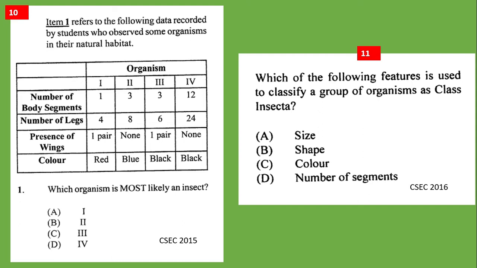Item 10 refers to the following data recorded by students who observe some organisms in their natural habitat. And it's nicely tabulated there for you. Please pay attention to the table. But you need to answer which organism is most likely an insect. Remember the characteristics of an insect. If you don't, you could go right back to our videos.